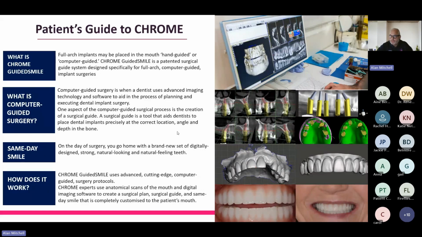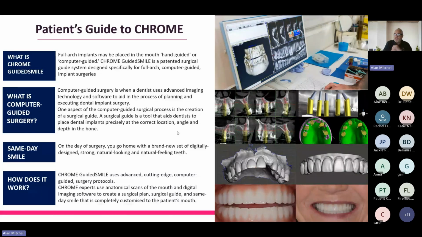that delivers the smile that we need. So on the day of surgery, from a same-day smile perspective, they get a brand new set of digitally designed, strong, natural looking and natural feeling teeth. They're going to go home with teeth on that day of surgery because of the planning that's gone in prior to the patients coming in.